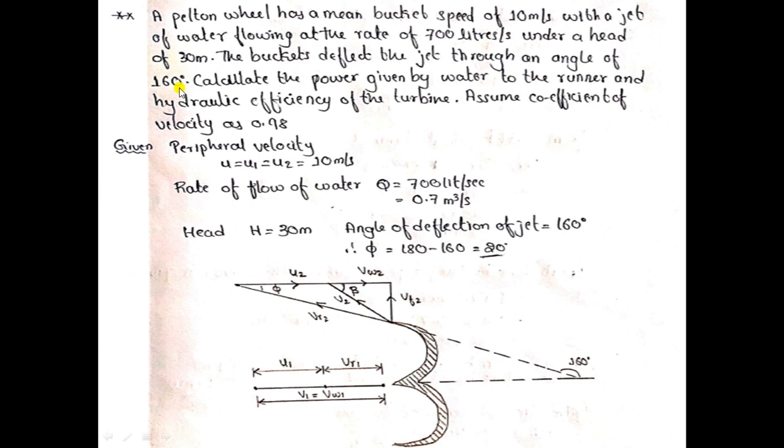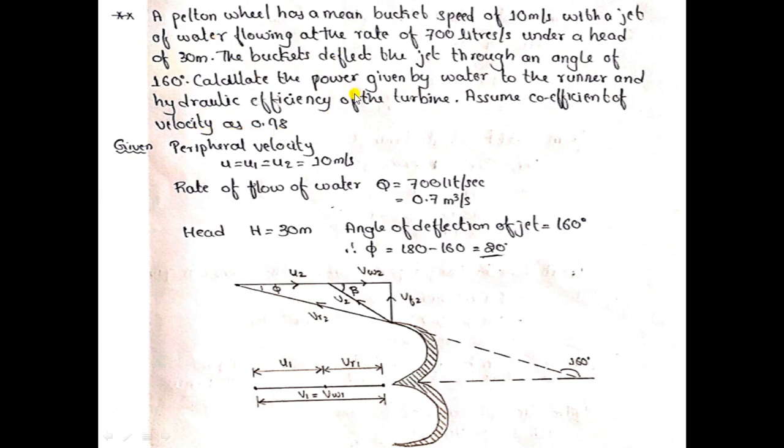Now coming to a problem. A Pelton wheel has a mean bucket speed of 10 meters per second with a jet of water flowing at a rate of 700 liters per second under a head of 30 meters. The bucket deflects the jet through an angle of 160 degrees. Calculate the power given by the water to the runner and the hydraulic efficiency of the turbine. Assume the coefficient of velocity as 0.98.